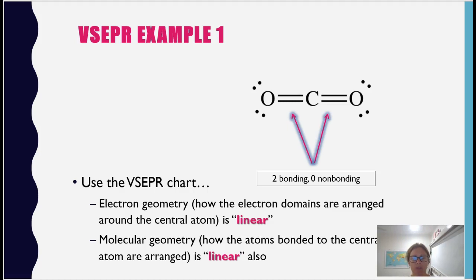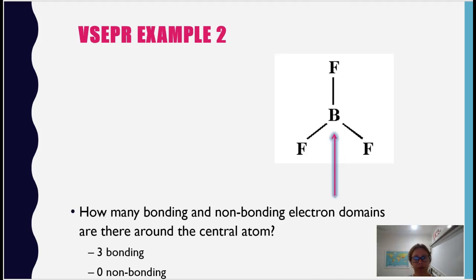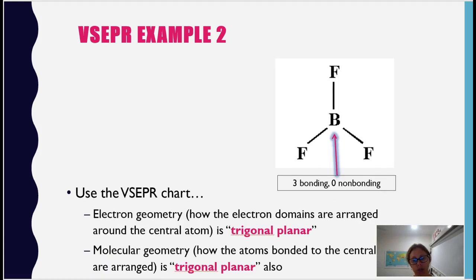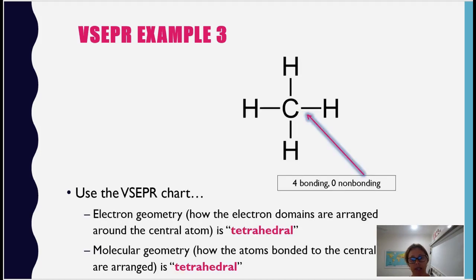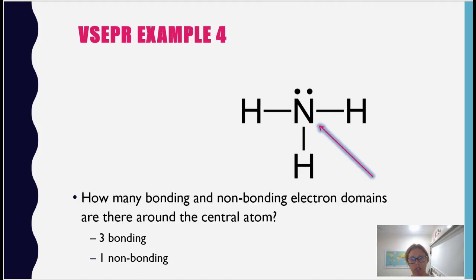So using VSEPR, we're going to see how they're arranged around the central atom. The best way that we can arrange them is in a linear form. This one here, we have 3 bonding electron domains, no non-bonding, so they're all spread evenly around, and they're going to form our trigonal planar. Looking at this one, we have 4 bonding and no non-bonding, so again they're going to form our tetrahedral shape, which is 3 in the one plane and one coming up out in the 3D shape.